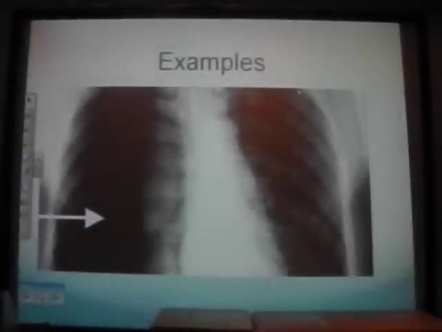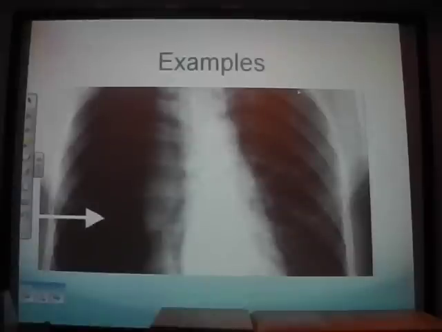Examples. What's that? Pneumothorax. Where is it? Right, on the right. Yeah, right. So you want to say right pneumothorax. It's fine. But if this is just a slideshow and you didn't put right, then you'll only get one mark. It's as simple as that.